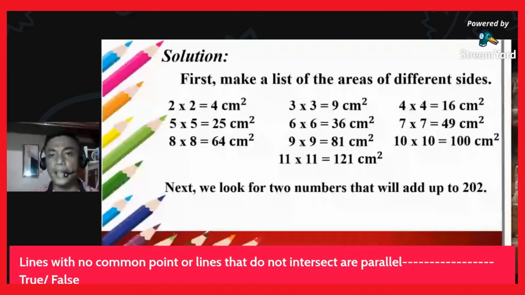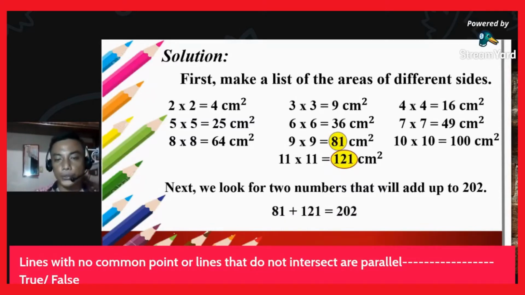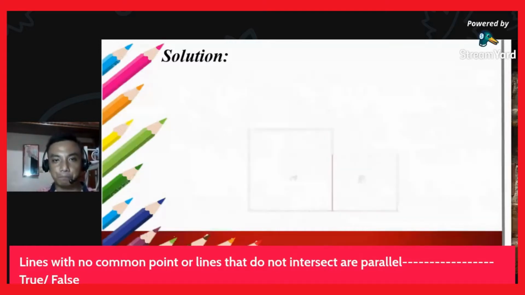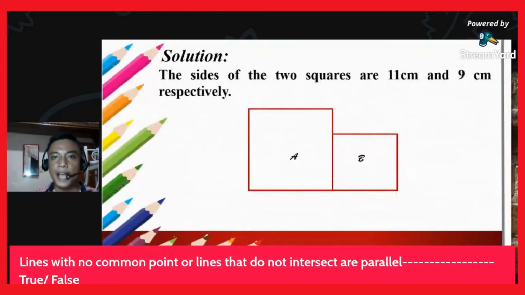Based from that, what two numbers that if you add will give you 202? It is 81 and 121. So 81 plus 121 is equal to 202. Therefore, the sides of the two squares are 9 and 11 respectively. So the sides of the two squares are 11 centimeters and 9 centimeters respectively.